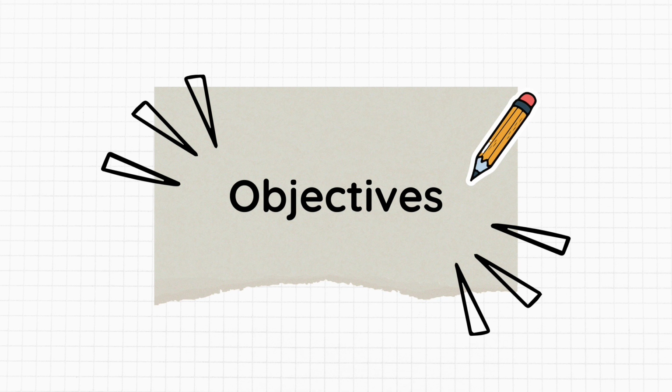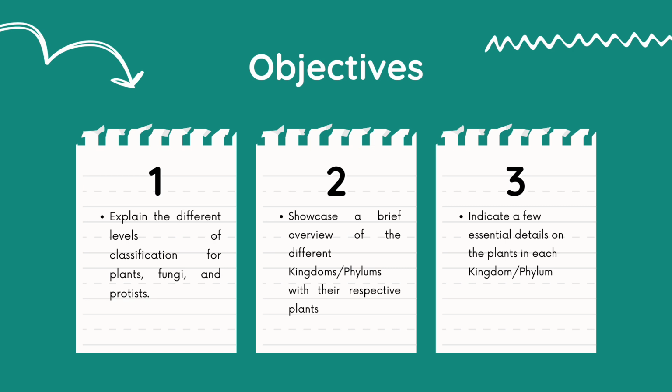So for our objectives at the end of this lesson, we are expected to explain the different levels of classification for plants, fungi, and protists, showcase a brief overview of the different kingdoms and phyla with their respective plants, and finally, indicate a few essential details and functions on the plants in each kingdom and phylum.